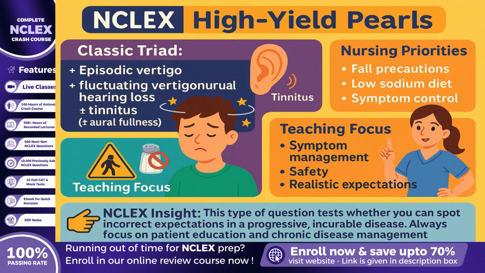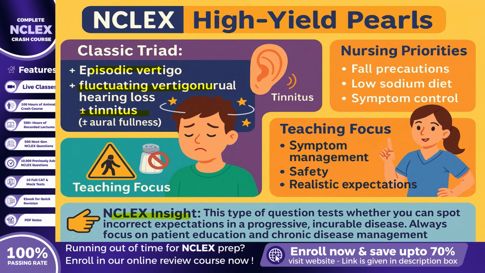Here are some clinical pearls you should remember for the NCLEX. The classic triad of Meniere's disease is episodic vertigo, fluctuating sensorineural hearing loss, and tinnitus, often accompanied by aural fullness. The disease leads to progressive, irreversible damage to hearing. Nursing teaching should emphasize fall precautions during vertigo episodes, adherence to a low-sodium diet, and lifestyle modifications to reduce symptom severity. In more advanced or refractory cases, intratympanic gentamicin injections or surgical procedures may be considered.